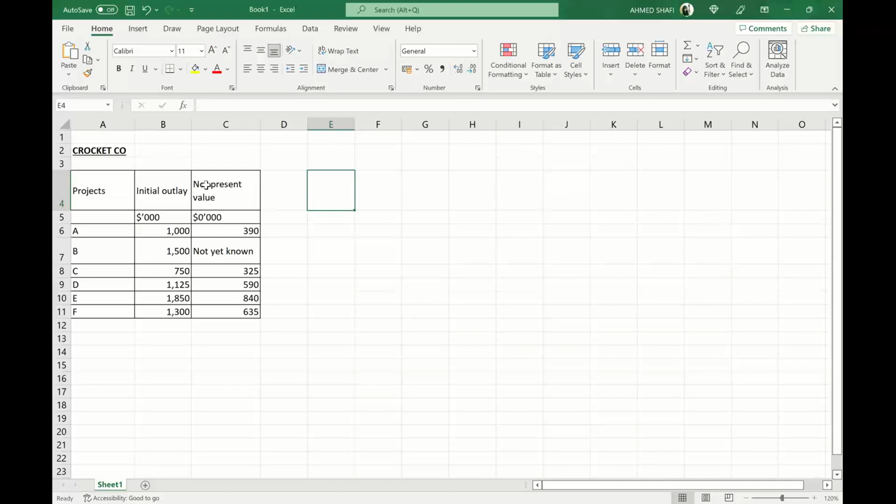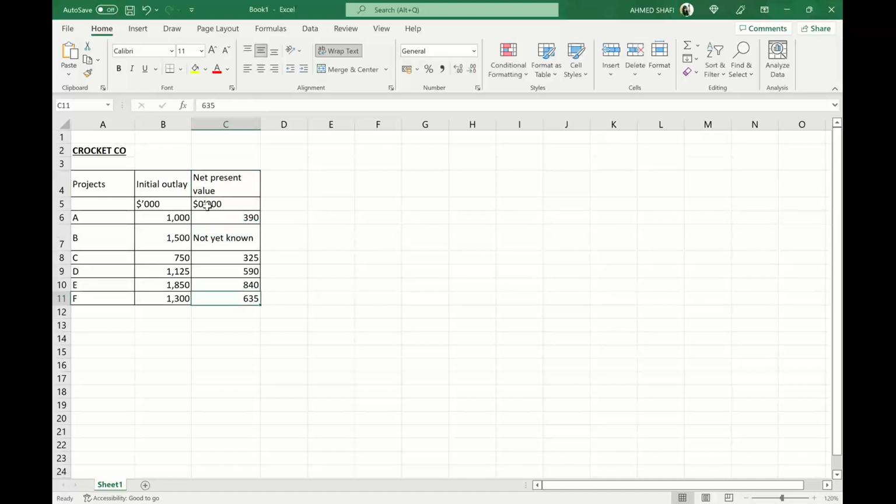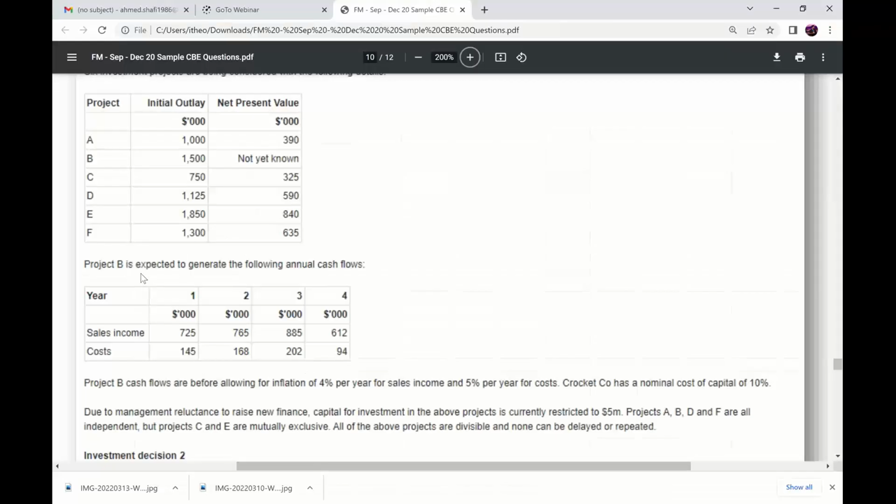So basically, what is happening here is that there are 6 projects under consideration, and all projects' NPV and investment has been given to you. B's data is not yet known. Okay, go back to the question.